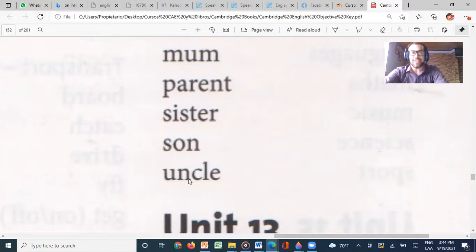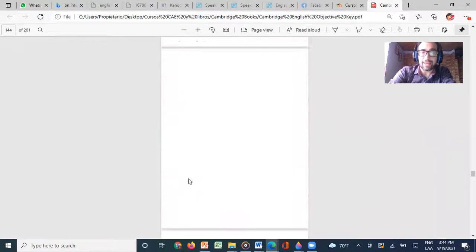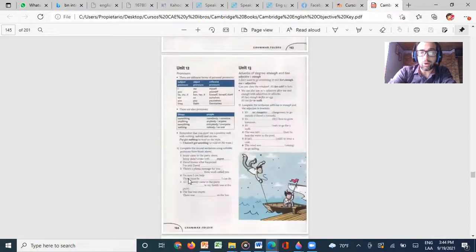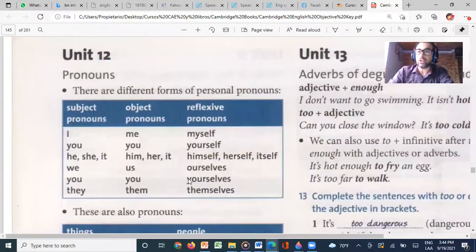So we have here a lot of vocabulary for family, and that is what I want us to practice. But before practicing that, we're going to check the grammar for today on Unit 12. So take out your pencil and paper, and write down the most important parts, or maybe some parts that you don't understand. If you don't understand this pronoun part, please ask me, or if you want some extra practice, let me know, and I'll be more than glad to help you.